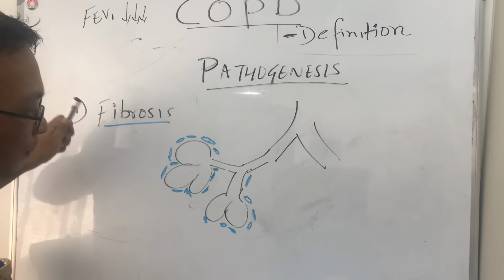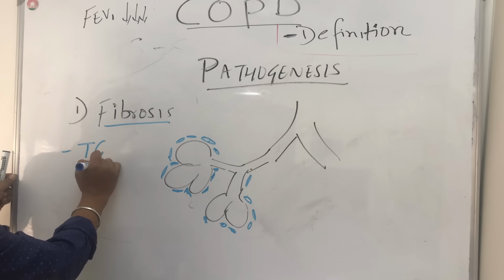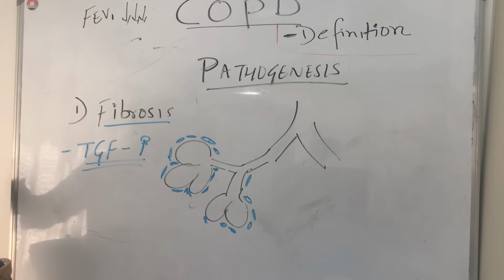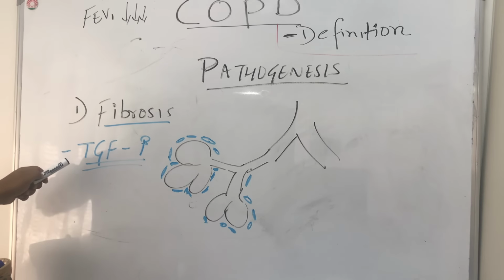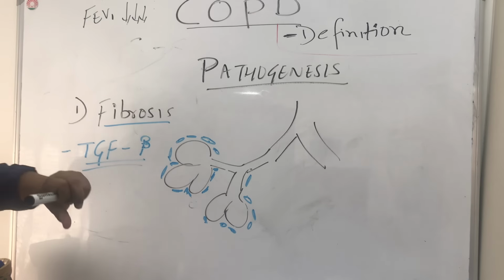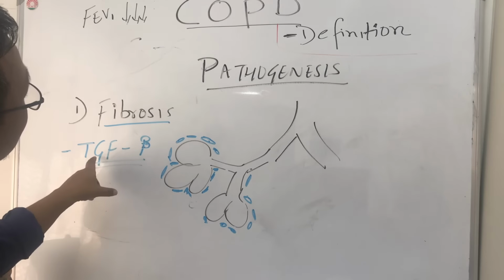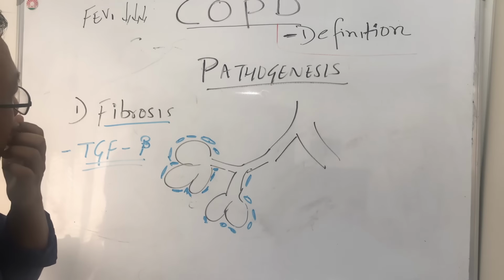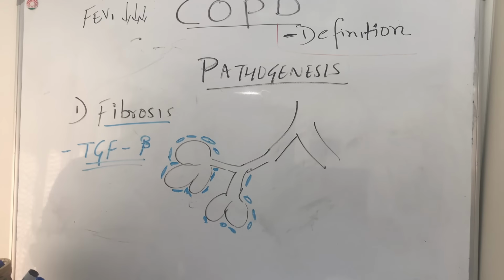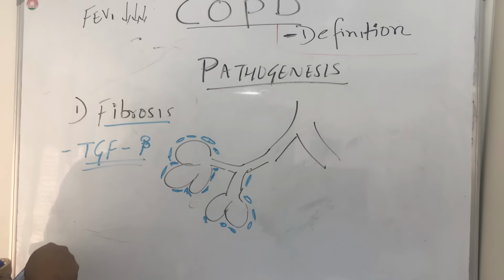In COPD, fibrosis is a very common factor because TGF-beta, that is transforming growth factor beta, is being released in an abnormally high manner. This is the thing which is responsible for the fibrosis all around. Another thing why fibrosis is caused in COPD, so what happens with that?